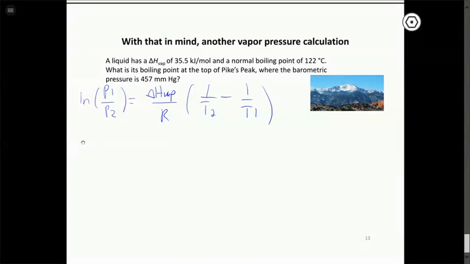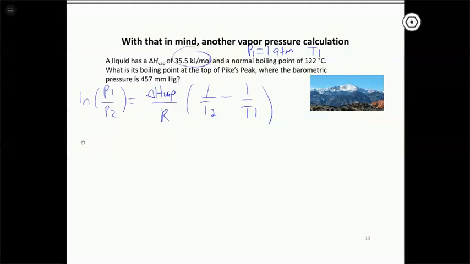We have to look at the problem and see what information we're given. The enthalpy of vaporization is given. This is going to be our T1, 122 degrees Celsius. That's the normal boiling point. And remember, at T1, the normal boiling point, the vapor pressure P1 is equal to 1 atmosphere. So whenever you're given the normal boiling point of a substance, that gives you a pair of temperature and pressure. The temperature is 122 in this case, and the vapor pressure at that temperature is exactly 1 atmosphere. We have our second pressure here, which is 457 millimeters, and we're just going to solve for T2, which is our unknown.